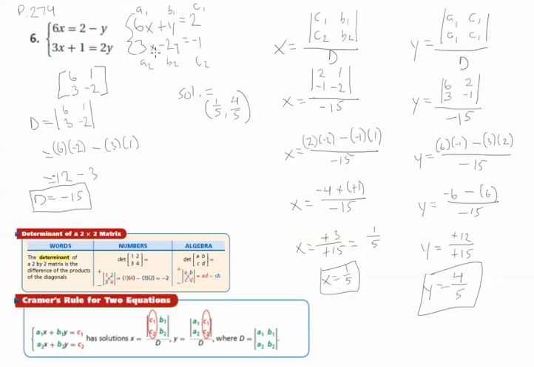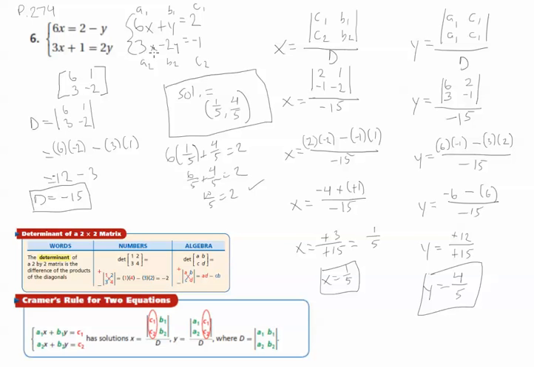We can plug them back into here, and I can verify that that is in fact a solution when I plug my x value in and my y value in. Here's my solution, and we'll double check it. 6 times 1 over 5 plus 4 over 5 should equal 2. 6/5 plus 4/5 should equal 2. 10 over 5 equals 2. That works in that one.